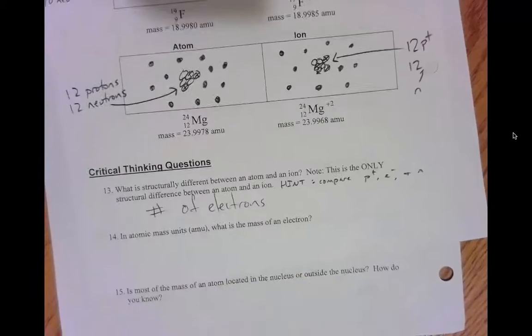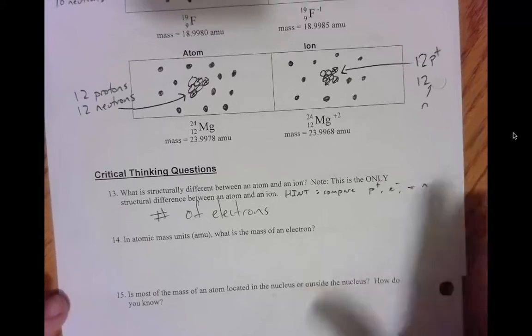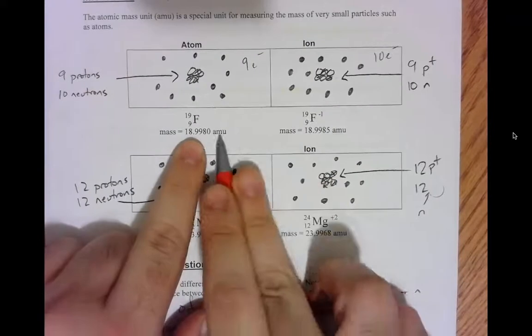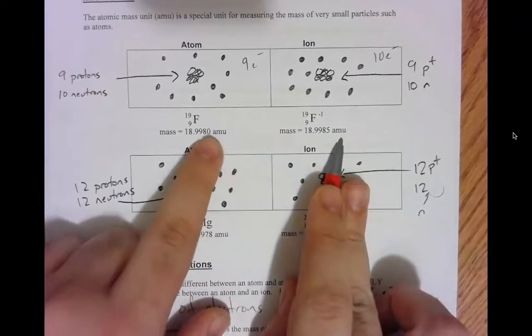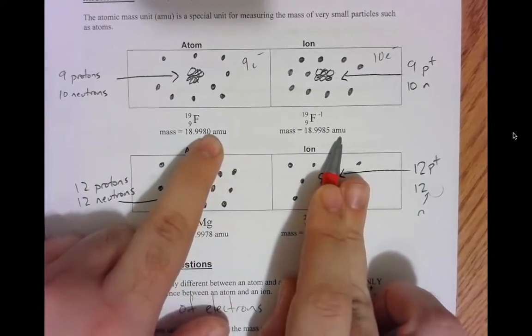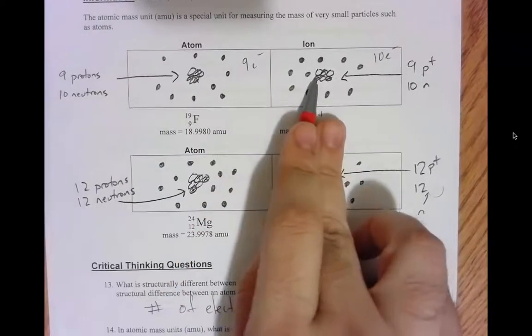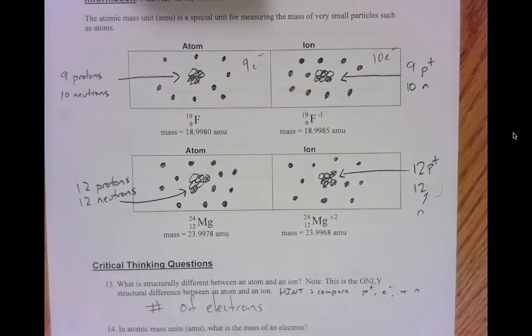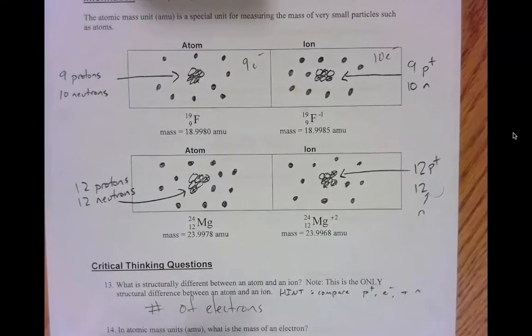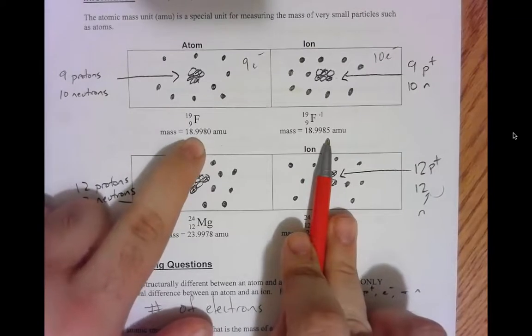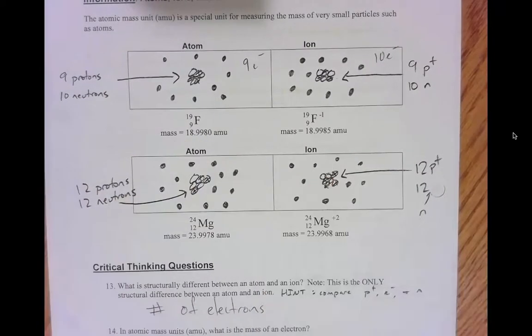This next part, we need to determine what the mass of an electron is in atomic mass units. So the mass that it gave us is the mass in atomic mass units. We know that the only difference between the atom and the ion is 1 electron. So think about it. What could we do with these two masses if the only difference is 1 electron? What function would you use to solve it?